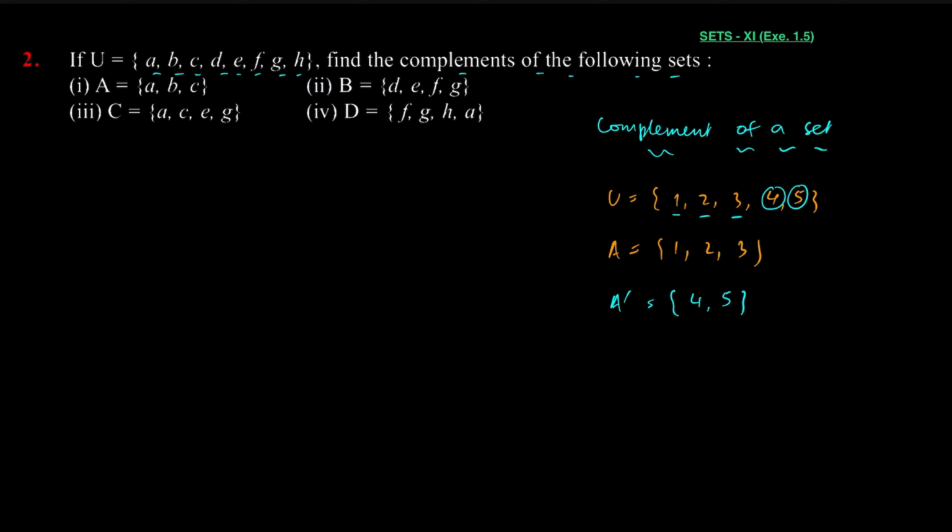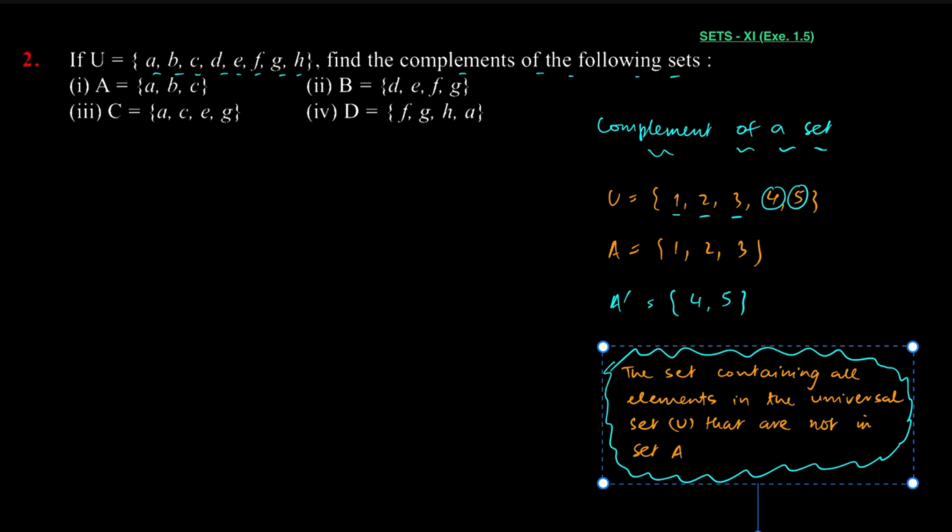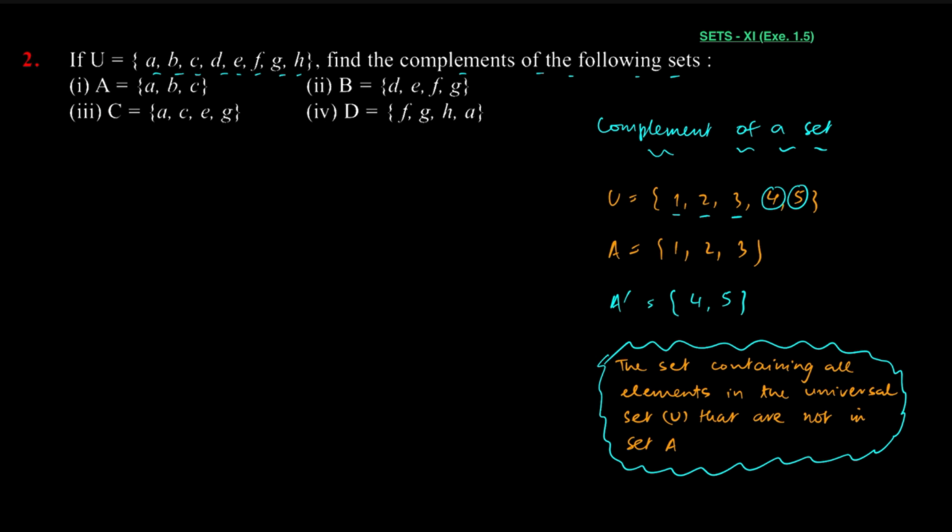So this is how the complement of a set works. We have also gone through the definition in the previous video. So the definition, as we know, is: the complement of a given set is the set containing all elements in the universal set that are not in set A.